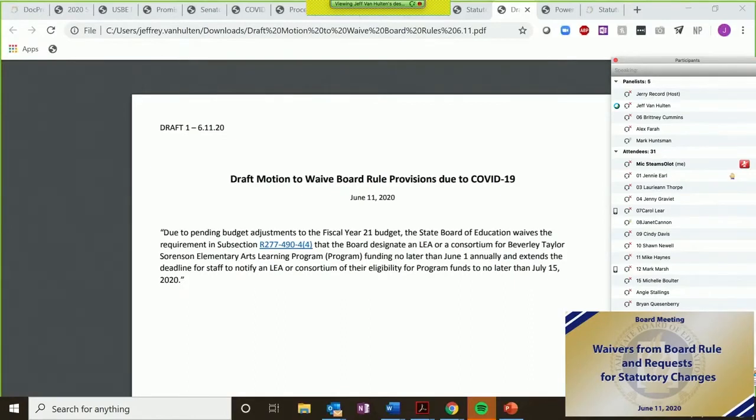Okay, I'm not seeing any other hands, so we're going to vote on this. The motion before the board is that due to pending budget adjustments to the fiscal year 21 budget, the State Board of Education waives the requirement in subsection R277-490-4 that the board designate an LEA or a consortium for Beverly Taylor Sorensen Elementary Arts Learning Program funding no later than June 1st annually, and extend the deadline for staff to notify an LEA or consortium of their eligibility for program funds to no later than July 15th, 2020.